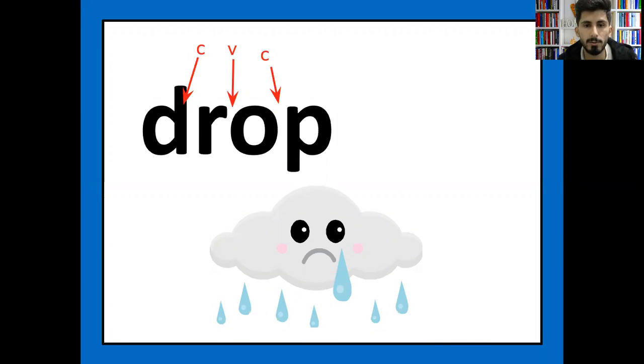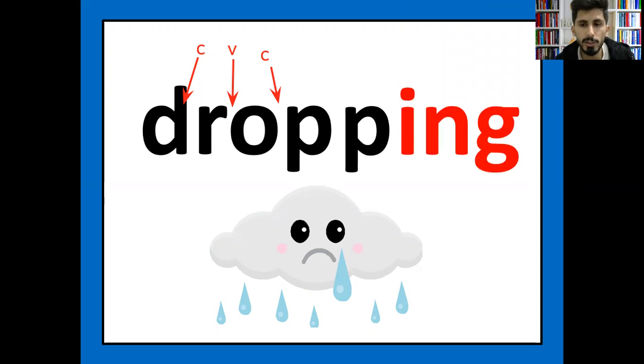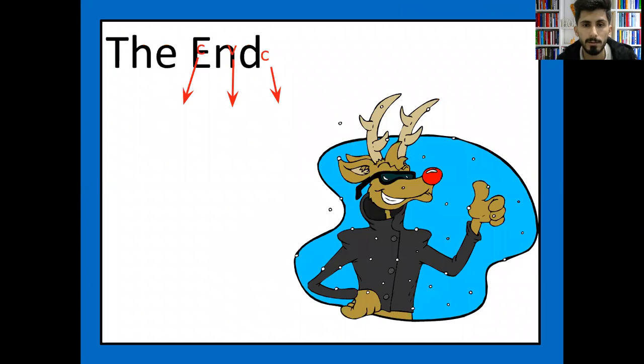Another example, take a look, we've got drop, drop. We've got D, R, which are consonant sounds, then O is a vowel, then P is another consonant. So the same rule, consonant, vowel, consonant. In this case, we duplicate the last consonant letter, which is P. It will be dropp. Then we add ing. It will be dropping, dropping. Okay, that is the end of the lesson.